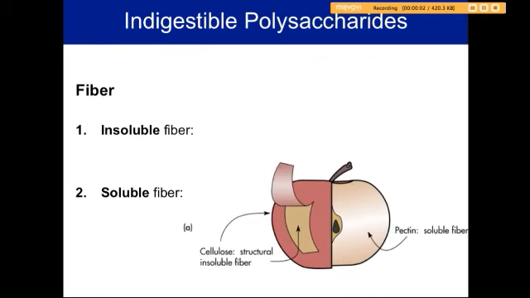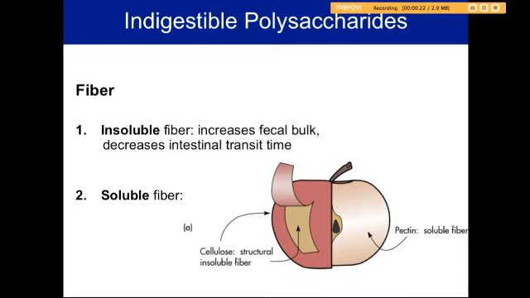The indigestible polysaccharides can be divided into two types of fiber. There's insoluble fiber and soluble fiber. The apple here is a great example. The meat of the apple, pectin, is an example of soluble fiber. The skin, cellulose, are an example of insoluble fiber. It's a bit tougher, a bit more structural. The insoluble fiber increases fecal bulk matter. So it increases the bulk of the feces and decreases its time as it goes through the intestinal tract.